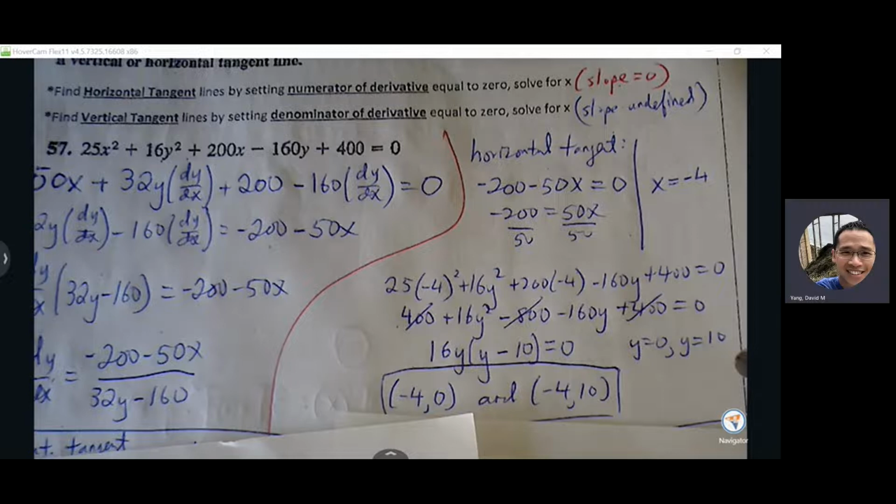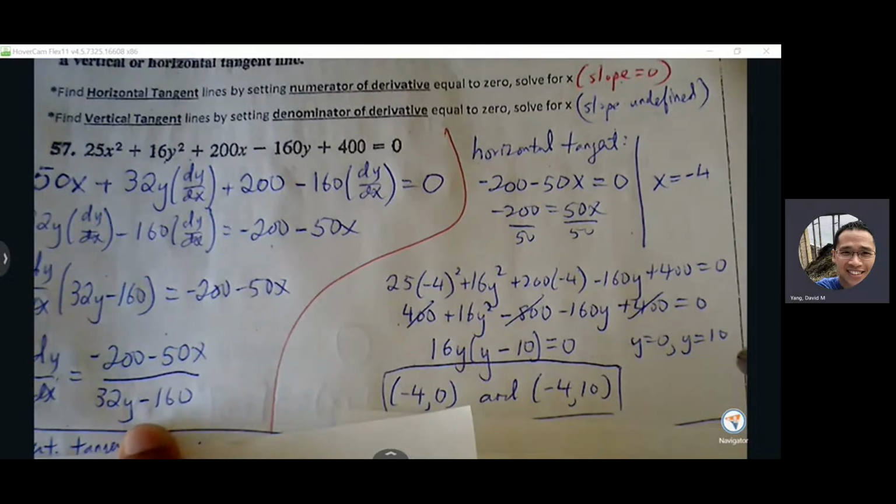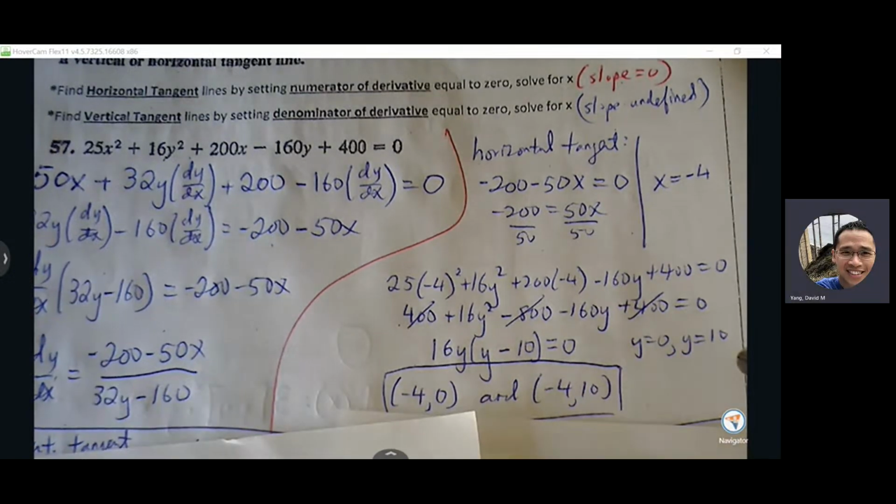Likewise, if I want to find vertical tangents, I can now focus on the denominator of my derivative. Set that equal to 0. Solve for whatever variable it's allowing me to solve. In this case, I'm going to have to solve for y because that's what's given to me.